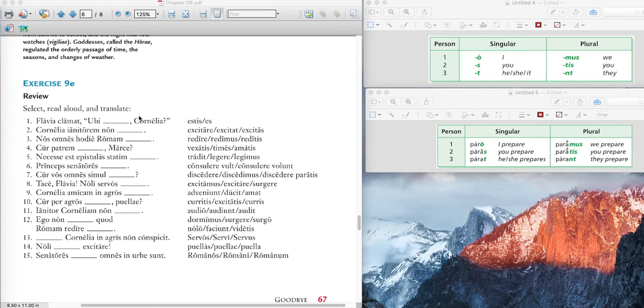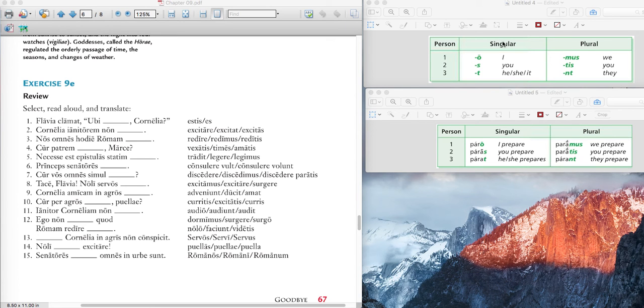So on the left here, I've got the exercise itself, 9E. And on the right, I've got these charts which show the personal endings of verbs. We have person and number, right? Person: first person, second person, third person. And number here is just singular or plural, not like the number of the declension or the conjugation or anything like that. Number here simply means is it singular or is it plural? So just a quick review.